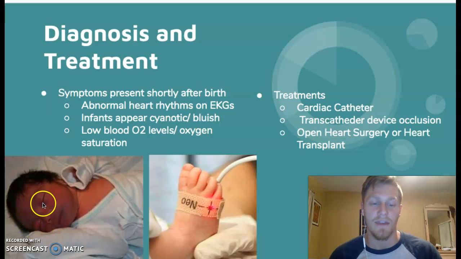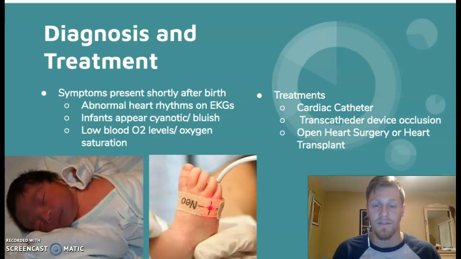Here we can see a baby who's a little cyanotic. It occurs around their face, their fingertips, around their mouth, their toes. And this is due to insufficient blood oxygen levels. So blood is just not getting to the tissue as it should be, because the deformity isn't allowing the heart to pump the required amount of blood.